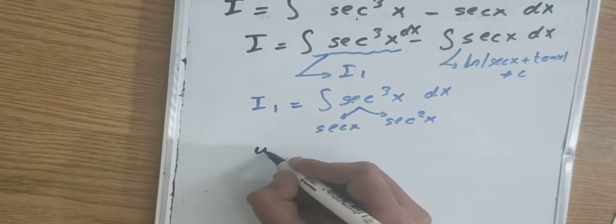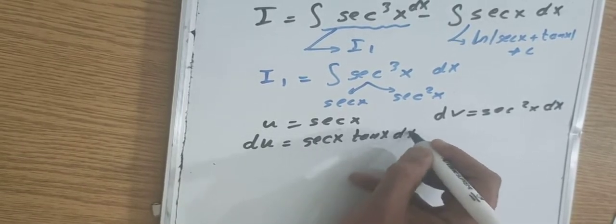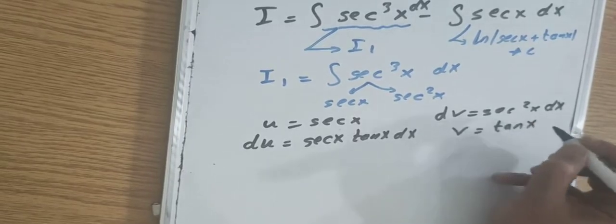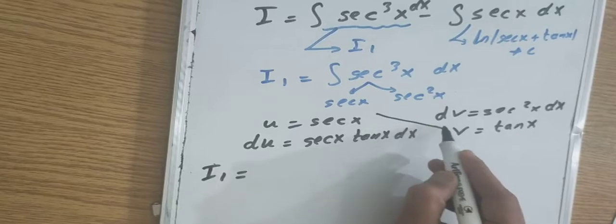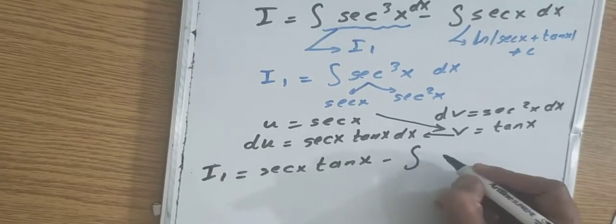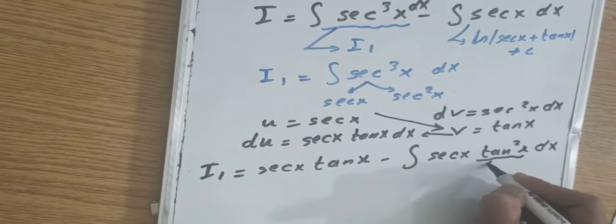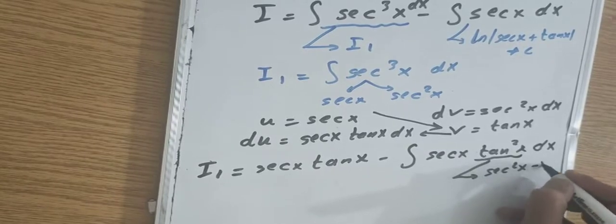and if we write sec power 3 as sec x times sec squared x and use integration by parts, we select u as sec x and dv as sec squared x dx. We will have du as the derivative of sec, which is sec x tan x, and v, the integration of sec squared, will be tan x. Now I1 will be u times v, which is sec x tan x, minus the integration of v du, which is sec x times tan squared.